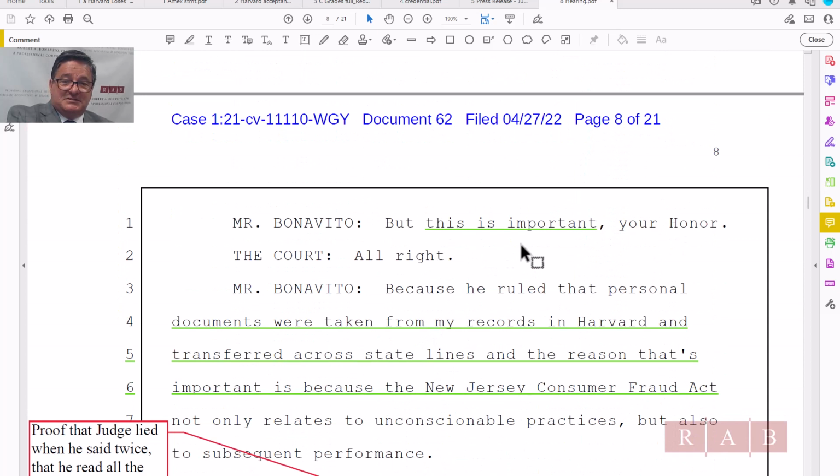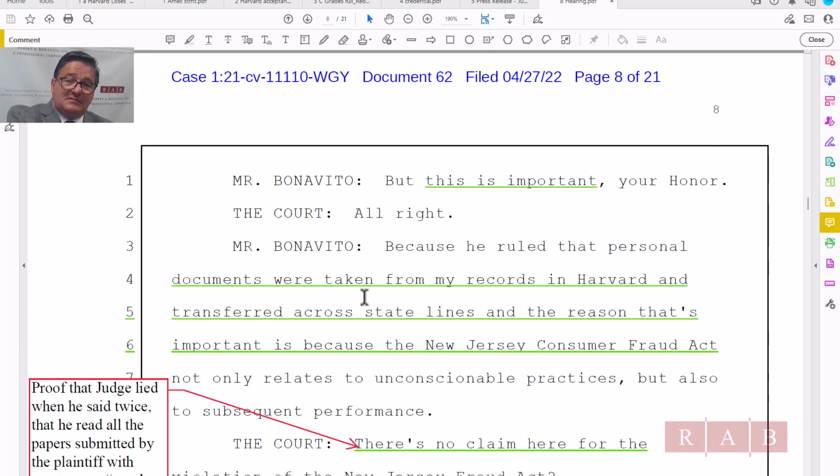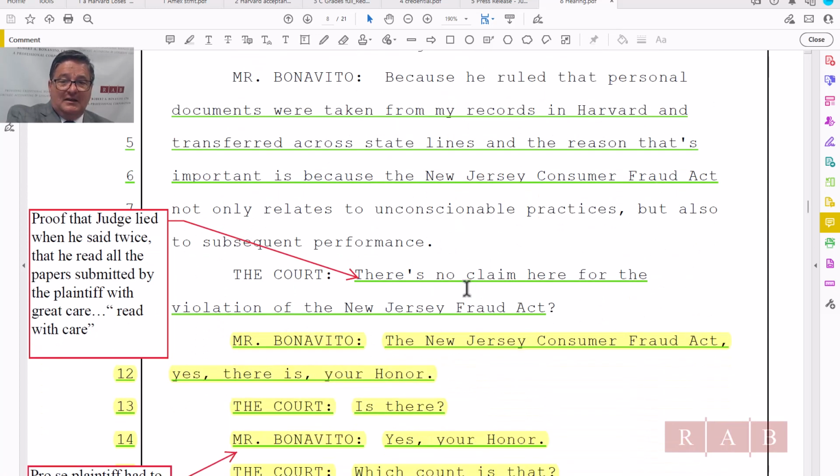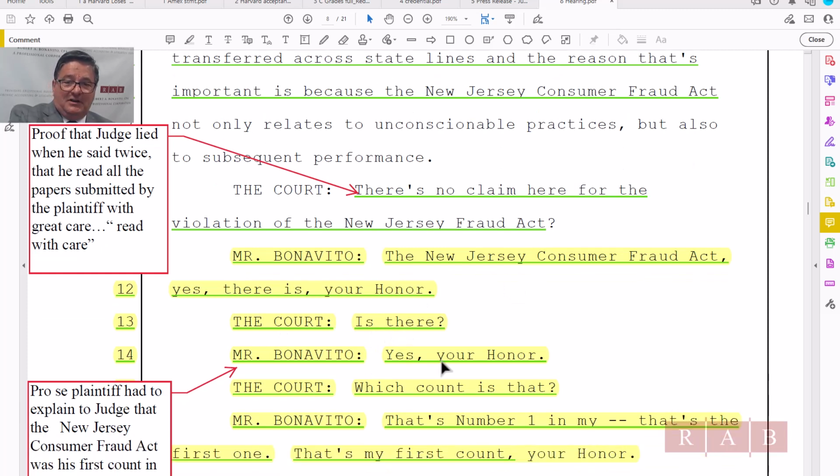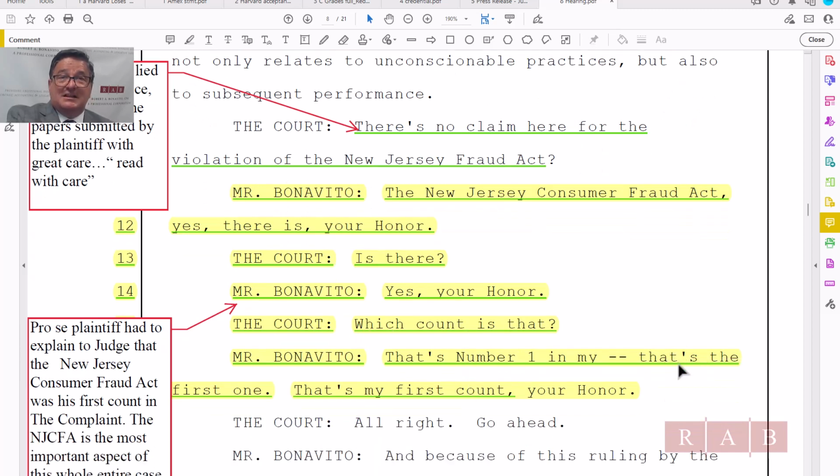Then I talk about this is your report. This is important. Documents were taken from my records in Harvard and transferred across state lines. And then I talk about the New Jersey Consumer Fraud Act. And then what does the judge say? I remember he said he read this very carefully twice. There's no claim here for violation of New Jersey Consumer Fraud Act. I'm pro se. New Jersey Consumer Fraud Act, yes, there is, Your Honor. There is? Question mark? I read it with great care. Bonavito, yes, Your Honor. Which count is that? Number 1. It's the number 1 complaint.